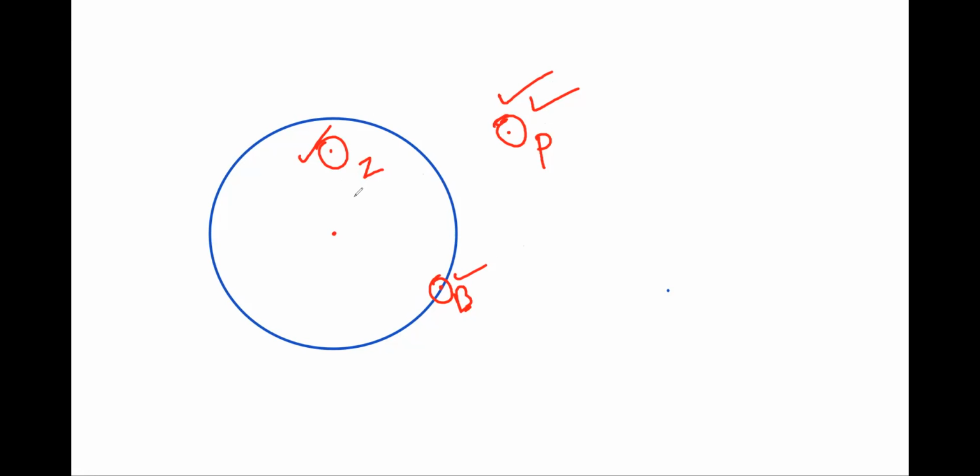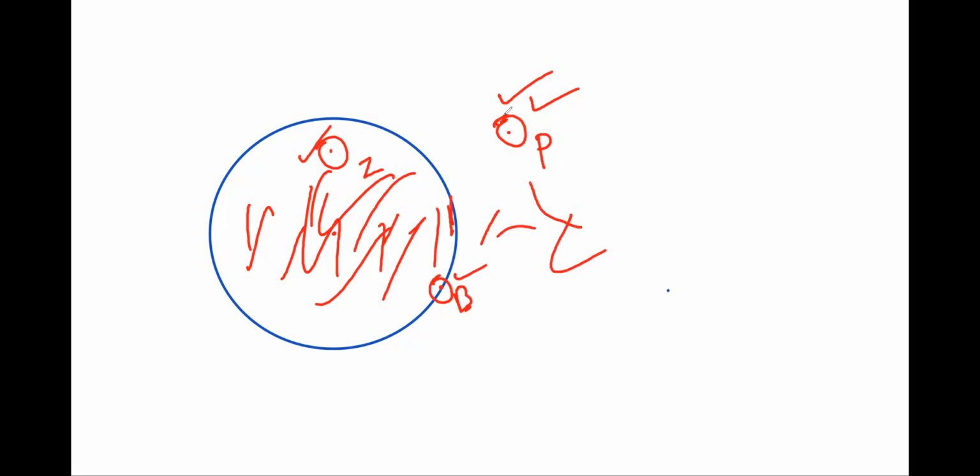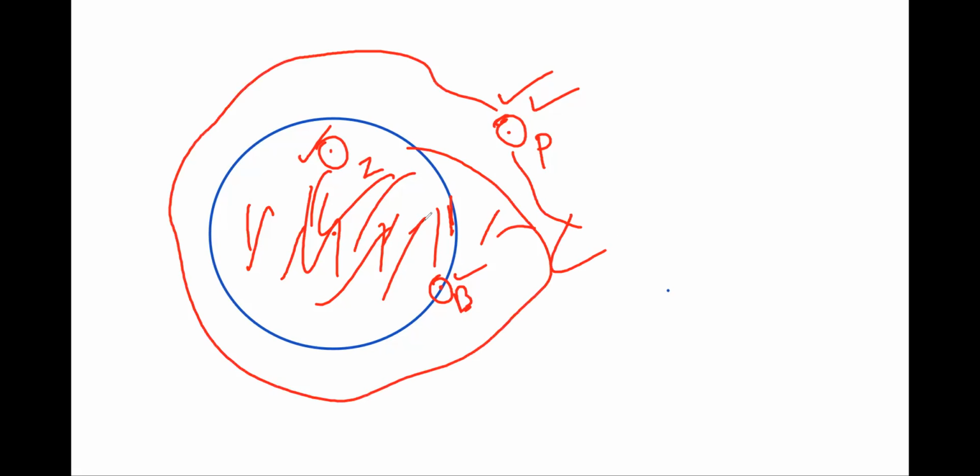Do we have to say circumference? Instead of saying circumference, you can say on the circle. Circle means circumference. This is called circle. This part is called the interior part of the circle. And this part is called the exterior of a circle.